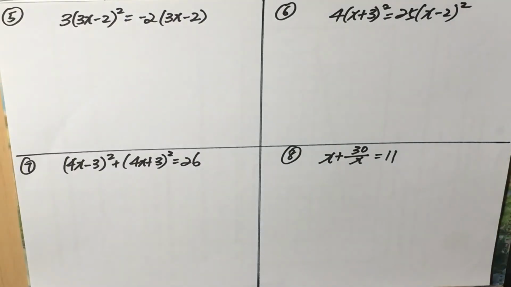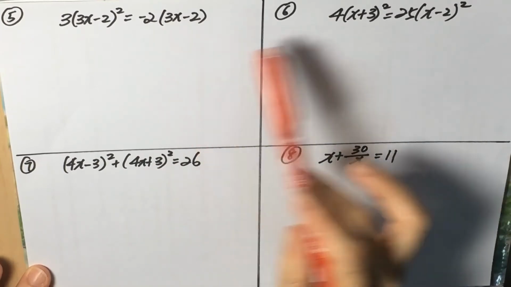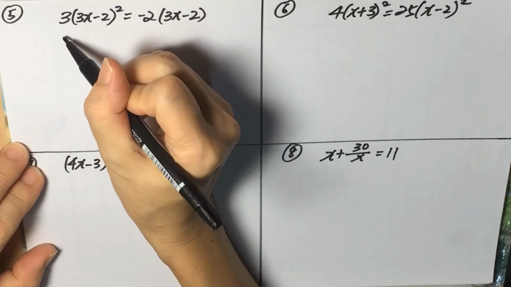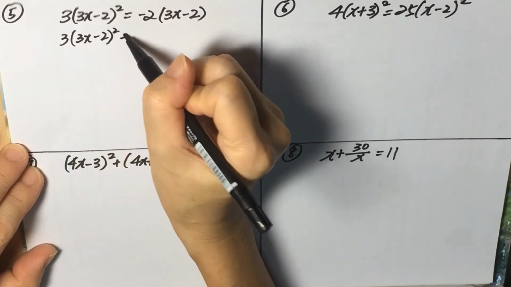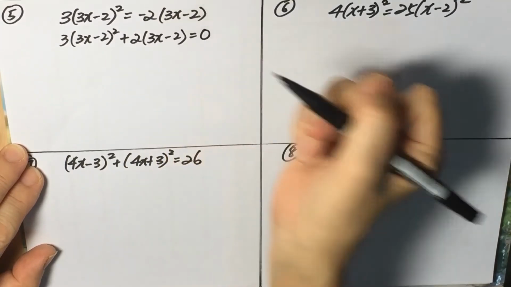Next, questions 5 to 6. First, we check whether one side of the equation is 0. It seems that all of them are not. So our first step for all the questions is to bring all the terms to the same side and leave one side equal to 0.